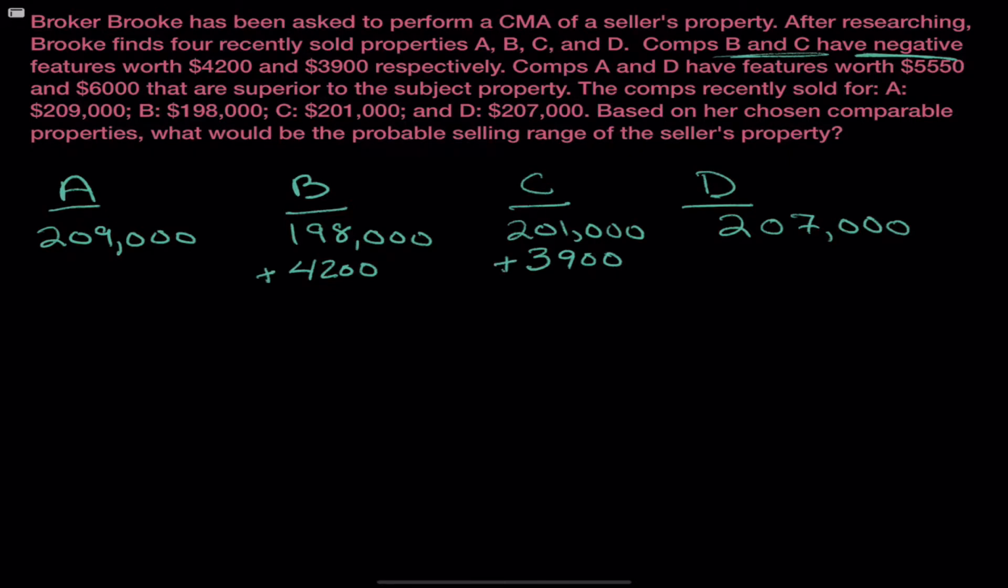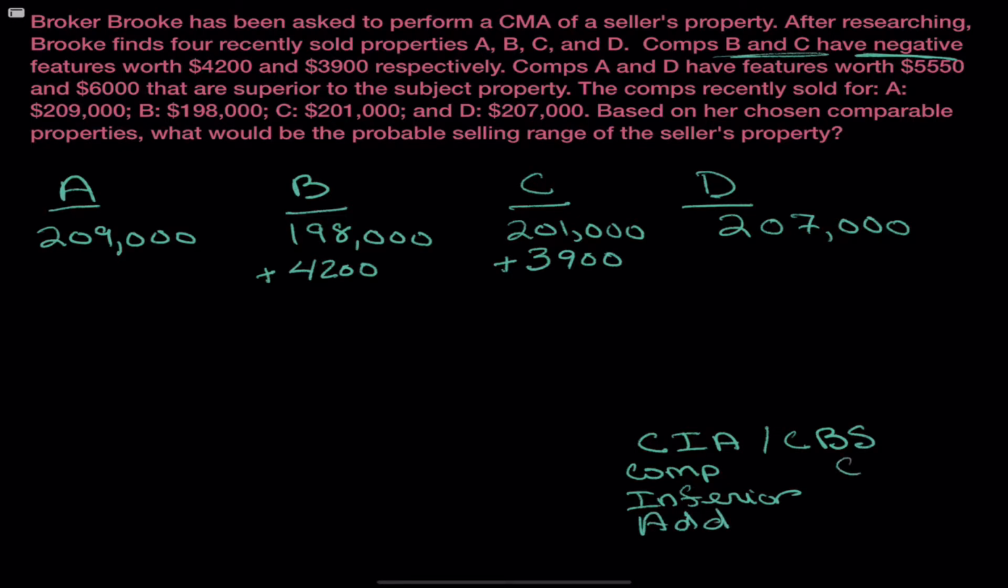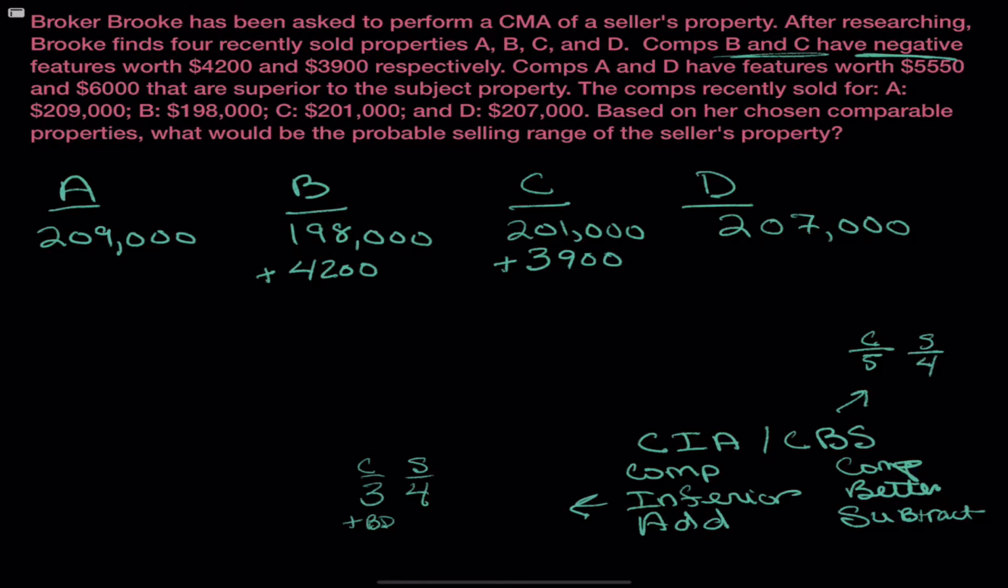One way to remember this is a little saying I teach, CIA, CBS. If the comp is inferior, you add, and if the comp is better, you subtract. So for example, if you have a comp that has 3 bedrooms and the subject has 4 bedrooms, well, our comp is inferior. So we need to add a bedroom so that it would have 4. And in the same way, if you had a comp that had 5 bedrooms and you had a subject that had 4 bedrooms, well, then we need to subtract a bedroom. So we'd be subtracting value.